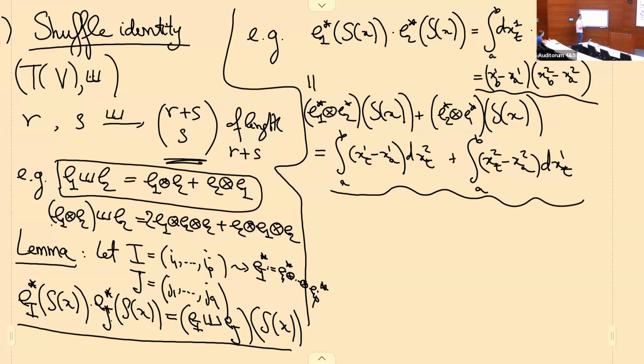Yeah, things can go wrong, but yes. So you want things like E1 tensor E2, and then you want me to shuffle it with something like E3 tensor E4. Is this really what you want?